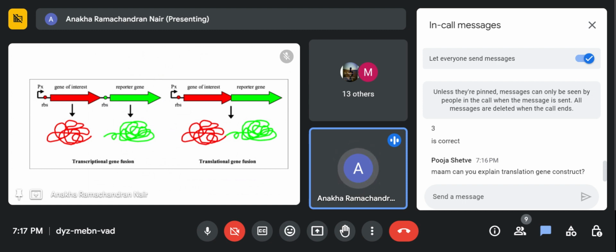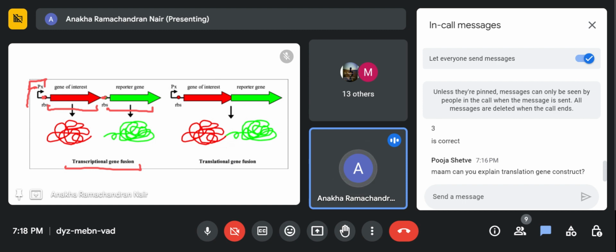So the first type, that is transcriptional gene construct or a transcriptional gene fusion, is for you to figure out whether your gene of interest is being transcribed or not, okay, or it's being expressed or not. So in this case, like you can see, this is your gene of interest, and it has a promoter site, and this is your reporter gene. So the reporter gene will also have a ribozyme binding site, and your gene of interest will also have a ribozyme binding site.